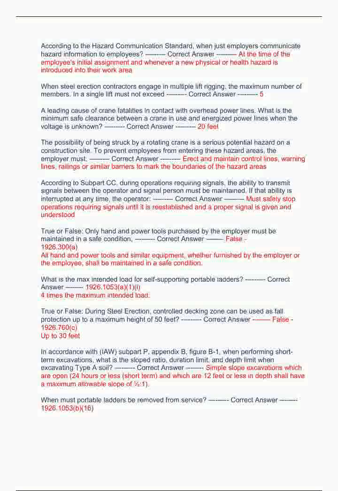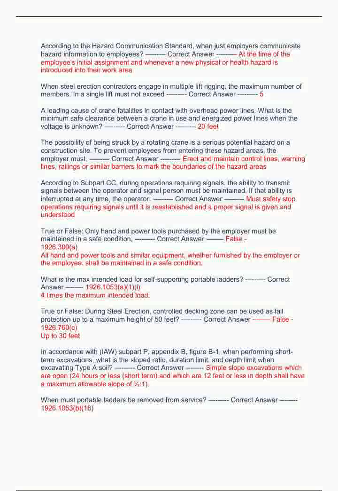In accordance with OSHA Subpart P, Appendix B, Figure B-1, when performing short-term excavations, what is the sloped ratio, duration limit, and depth limit when excavating Type A soil? Correct answer, simple slope excavations which are open 24 hours or less, short term, and which are 12 feet or less in depth shall have a maximum allowable slope of 1/2:1.